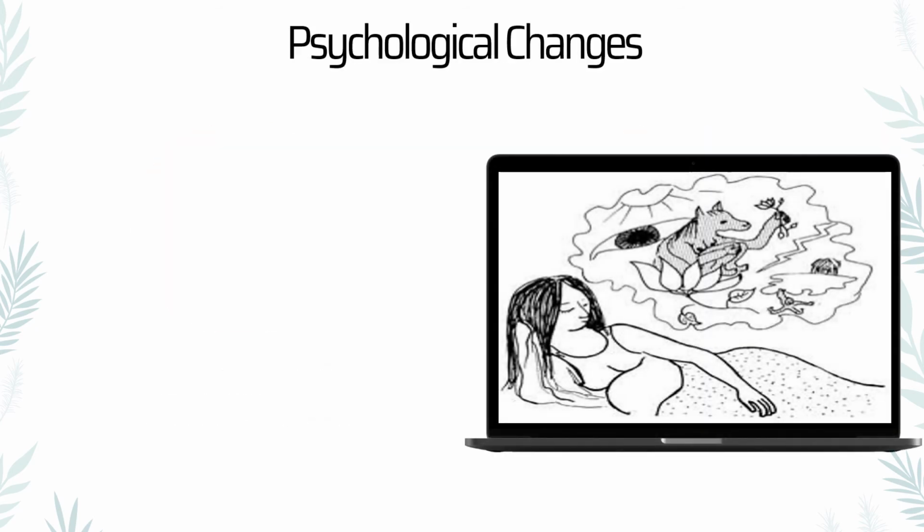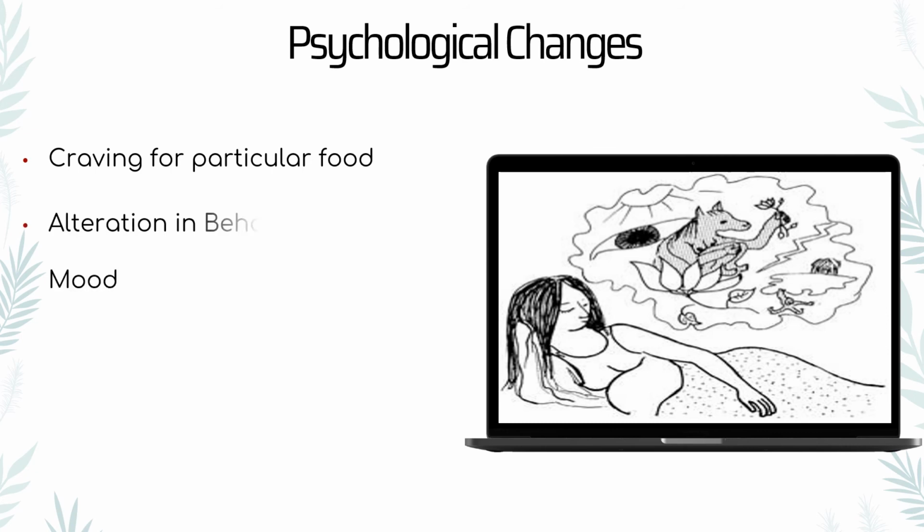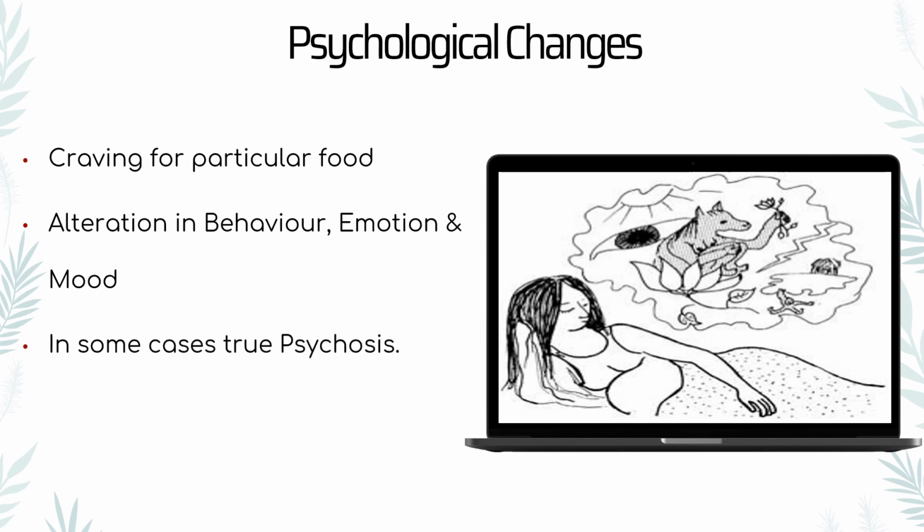Psychological changes. The nervous system shows mild changes in the form of craving for particular type of food item, alteration in the behavior, emotions, and mood. In few cases, true psychosis may also develop, but the cause is not known.